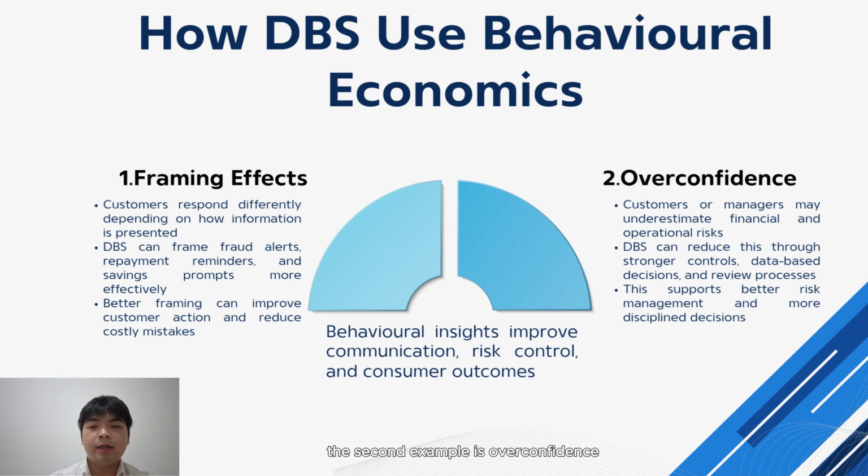The second example is overconfidence. Customers or managers may underestimate financial and operational risks. DBS can reduce this through stronger controls, better review processes, and more data-based decisions. Overall, these behavioral insights can improve communications, strengthen risk control, and support better consumer outcomes.